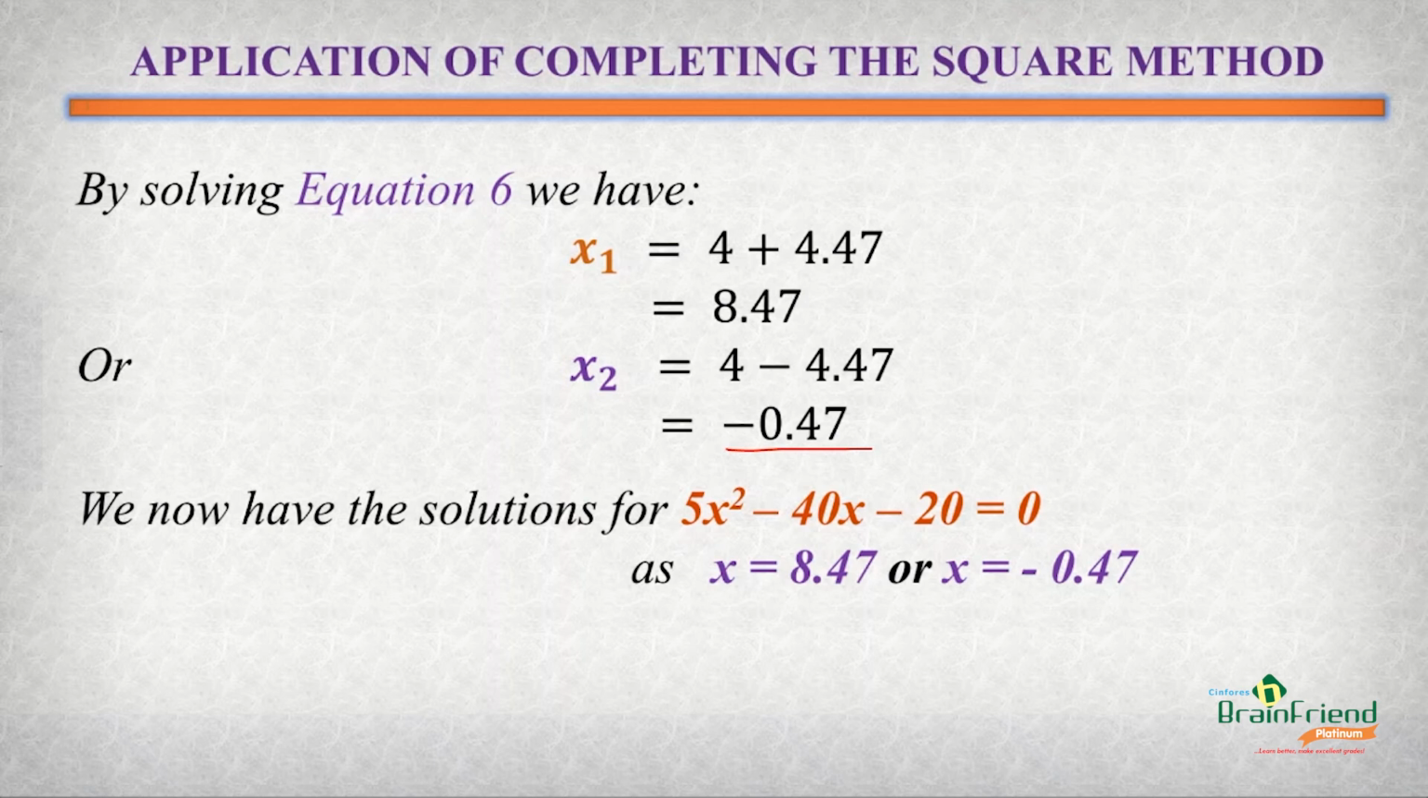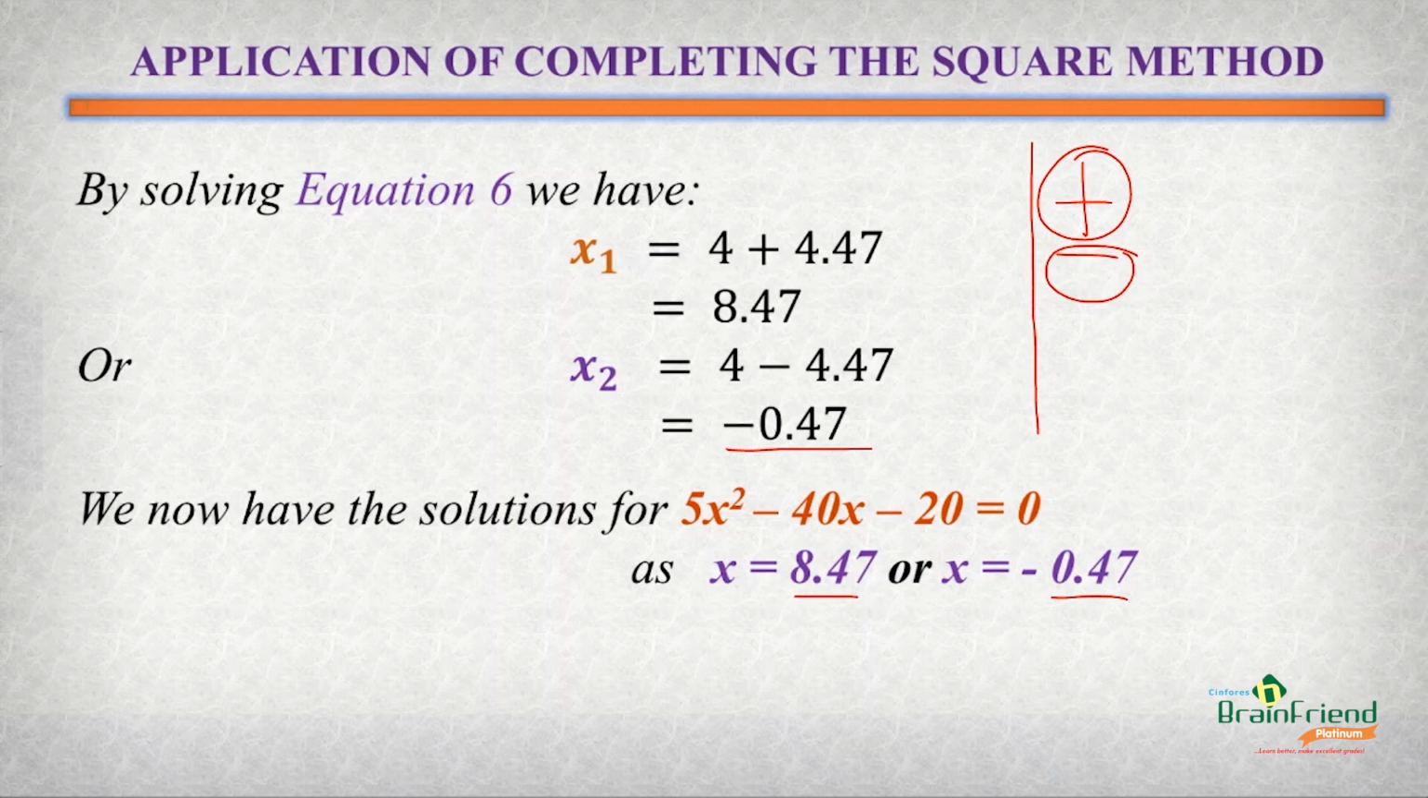0.47. Note, the reason why we have to do this in 2 places is because of the plus and minus sign from the formula. So we first of all took the plus, and then later on we took the minus. We now have the solution for 5x squared minus 40x minus 20 equal to 0 to now be x equal to 8.47 or x equal to minus 0.47.